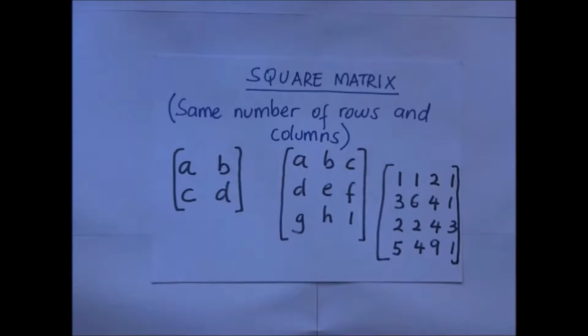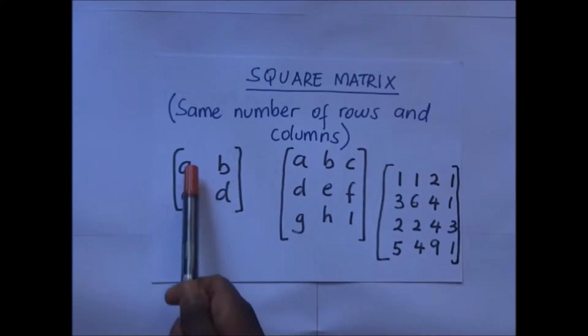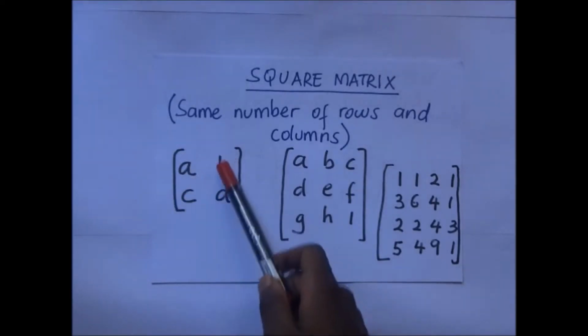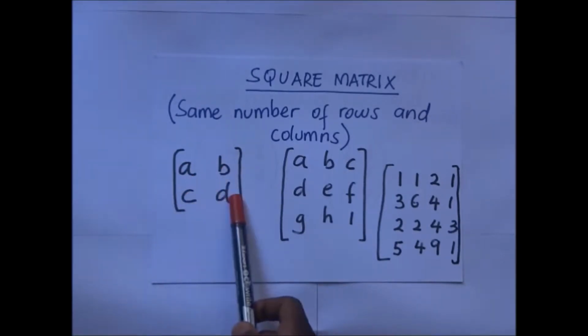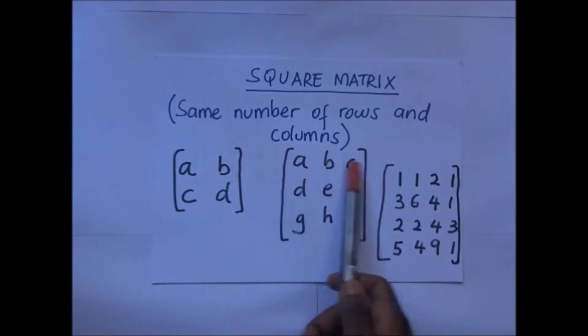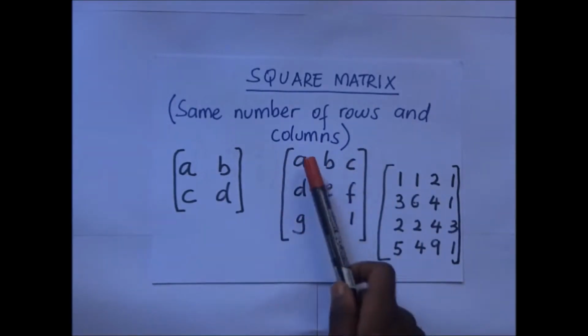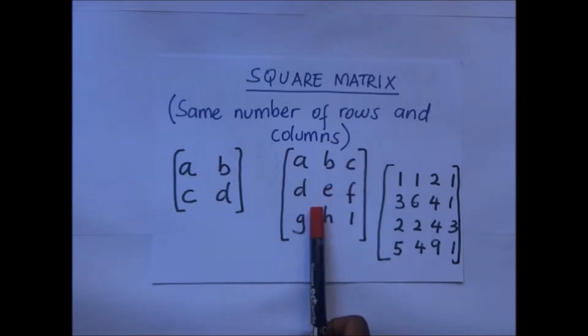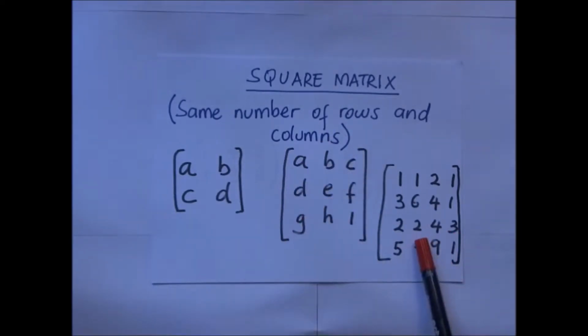Then we have the square matrix. In a square matrix, we have the same number of rows and columns, just like a square has equal lengths in all its sides. So if you look at this, it has 2 rows and 2 columns. If you look at this matrix, it has 3 columns and 3 rows. So the same number of rows and the same number of columns makes it a square matrix, just like this also.